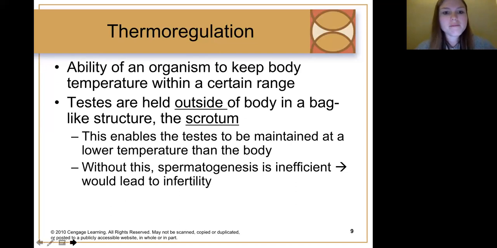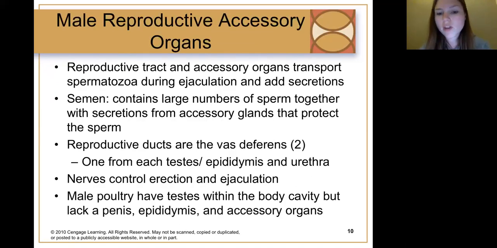Okay, so we also have what are called accessory organs. I mentioned that a little bit in the nutrition lecture, where you have your main gastrointestinal tract and then you have the organs that are accessory. They help and they play a part. So the reproductive tract and accessory organs transport the sperm during ejaculation and add secretions. Semen contains large numbers of sperm together with secretions from the accessory glands that protect the sperm, because the sperm have a long way to go and a lot of obstacles in the female reproductive tract that they have to get past. So these secretions are really important in helping them do that.